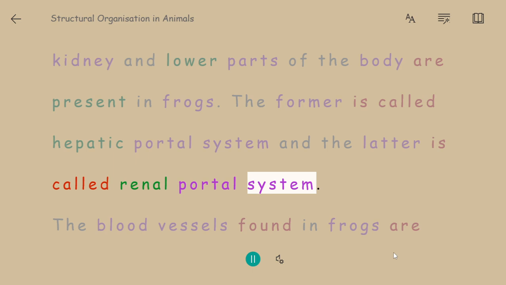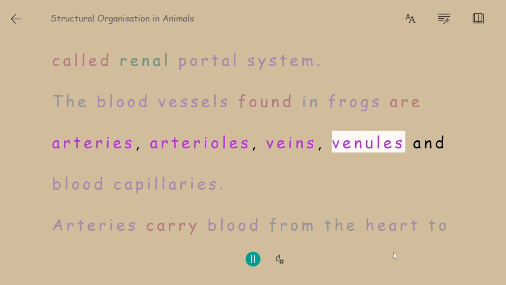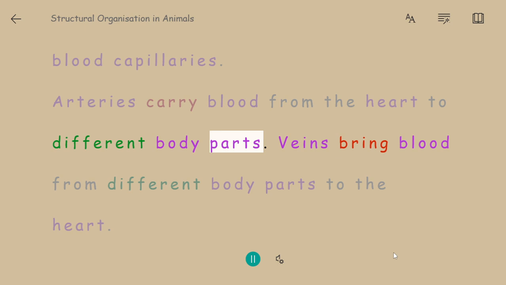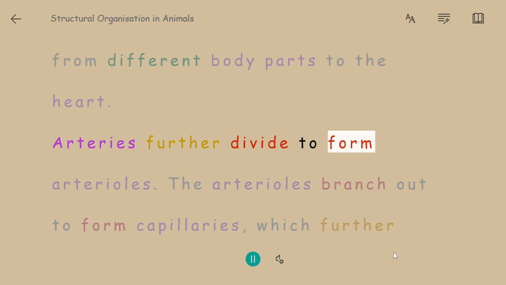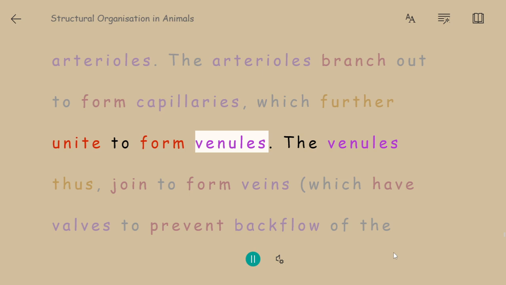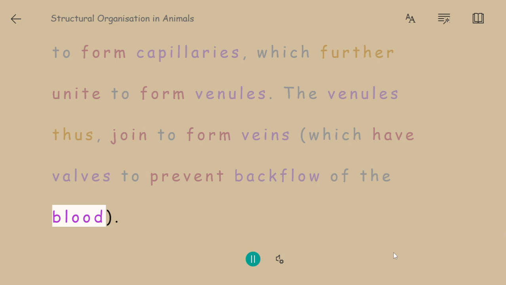The blood vessels found in frogs are arteries, arterioles, veins, venules, and blood capillaries. Arteries carry blood from the heart to different body parts. Veins bring blood from different body parts to the heart. Arteries further divide to form arterioles. The arterioles branch out to form capillaries, which further unite to form venules. The venules thus join to form veins, which have valves to prevent backflow of the blood.